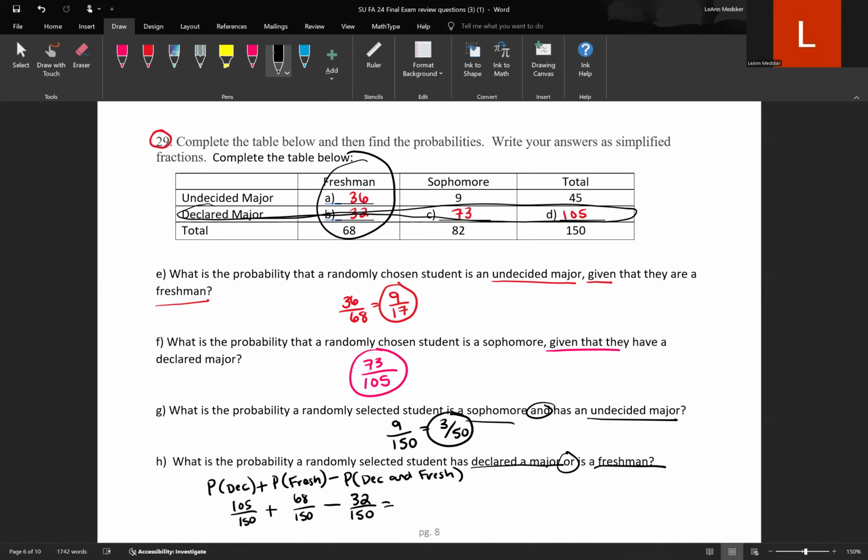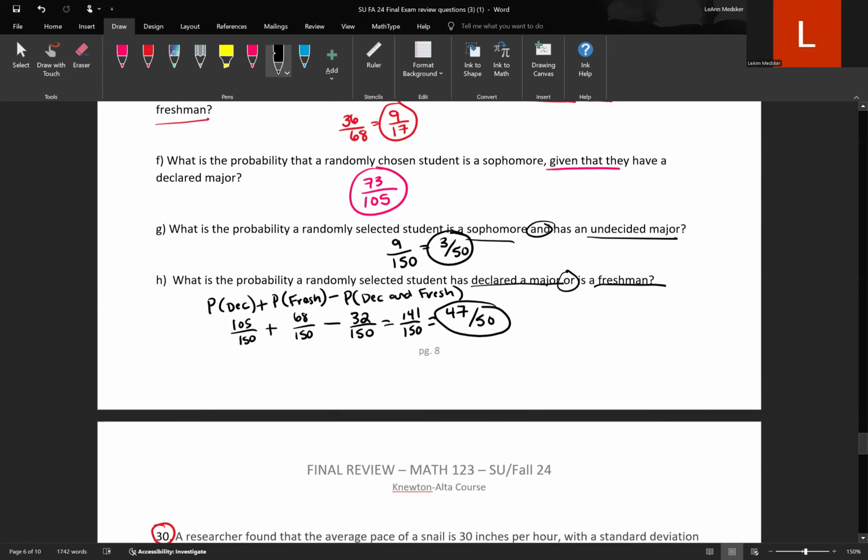That's going to be 141 out of 150. And those are both divisible by 3, I believe. Yeah, that'll end up being 47 out of 50 when it's reduced. And again, use your calculator to help you reduce.